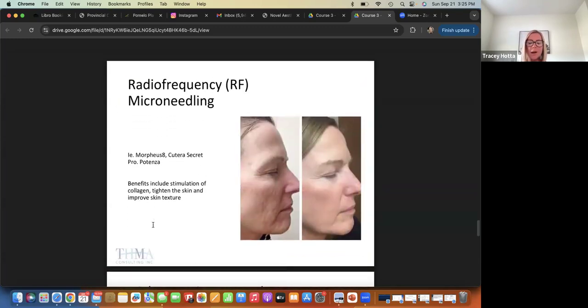Radiofrequency microneedling. This is kind of a newer laser device that we've had access to in the last few years. We're referring to things like the Morpheus 8, the Cutera Secret Pro, and Potenza. There's others out there as well. Benefits include stimulation of collagen. It tightens the skin and improves skin texture. So this is a series of treatments as well. And basically what it does, similar to microneedling, but it adds heat. So basically it can help kind of just smooth out the skin, increase collagen, and help to firm and tighten the skin as well.